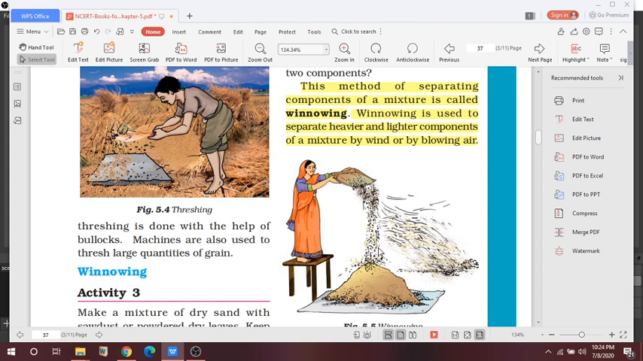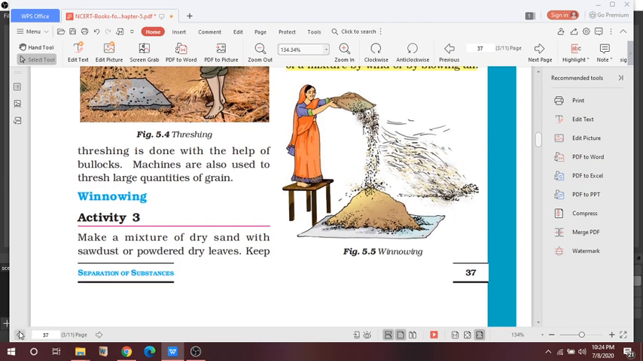The grain, being heavier, falls almost vertically, whereas the chaff is lighter and is carried away with the help of wind and forms a separate heap away from the grain. The separated chaff is used as fodder for the cattle, and the direction of wind plays an important role in the process of winnowing. So this method is known as winnowing. Let's move on to the next.